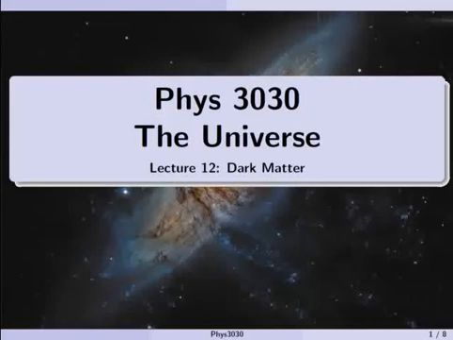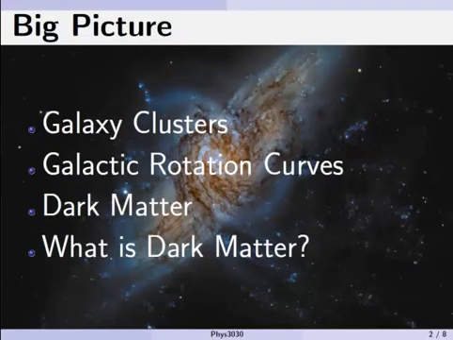Physics 3030, the universe. This is lecture 12, and today our main topic will be dark matter. Here's a quick outline of what we're going to talk about. Galaxy clusters and galactic rotation curves are some of the first pieces of evidence we had that there was some sort of missing matter. Then we'll talk about dark matter in that context, and then different ideas for what we think dark matter is. This is a really interesting topic because we don't know exactly what dark matter is.